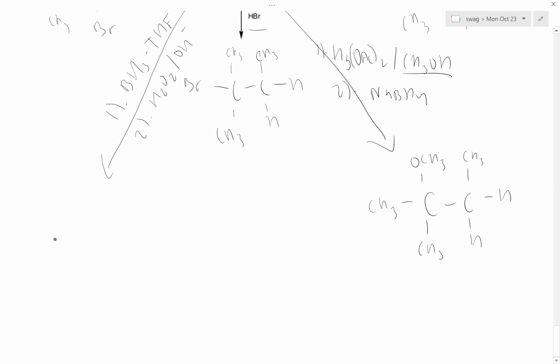So we haven't seen one that's syn yet. Let me show you syn. Now the OH is going to be on the less substituted carbon, so this one, and it's going to be syn to the H. Notice the OH and the H are on the same side, and the OH is on the less substituted carbon.